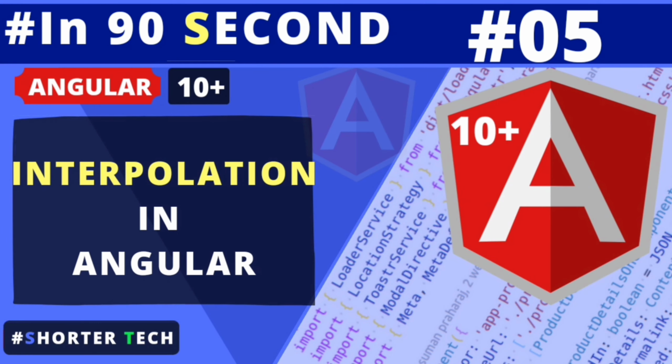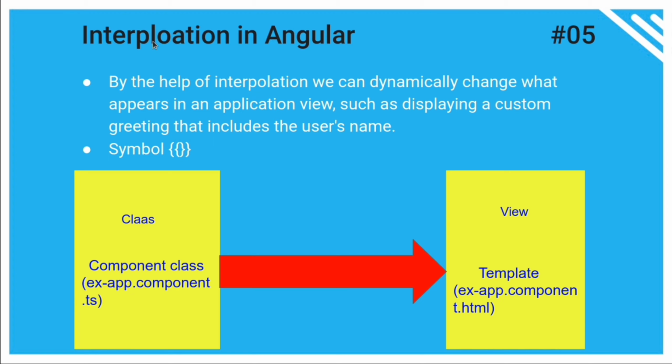Hi everyone, in this video we are going to learn about interpolation by which we can achieve one-way data binding. Here, with the help of interpolation, we can dynamically change the data which we want to show in the web browser. So this is the symbol or syntax of interpolation. Here in the diagram, as you can see, the data flows from the component class file to the view file. So let's jump into the code.